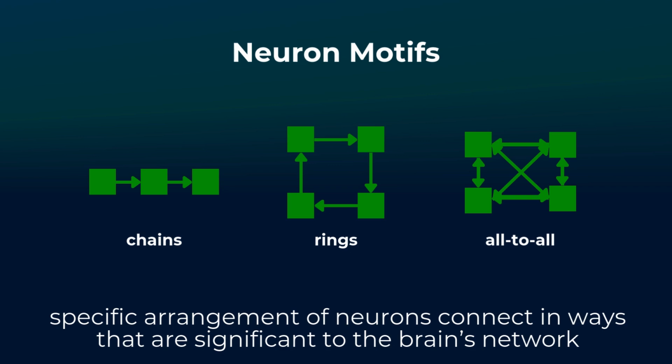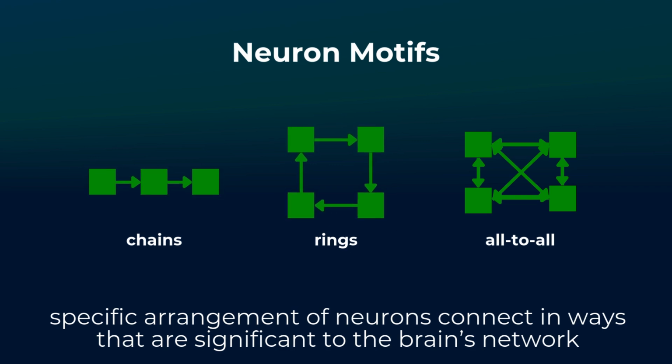Neuron motifs are recurring small-scale patterns of interconnections between neurons within a network. These motifs are considered the building blocks of neural circuits and can be thought of as specific arrangements of a few neurons connected in ways that are statistically more common or functionally significant within the brain's network.